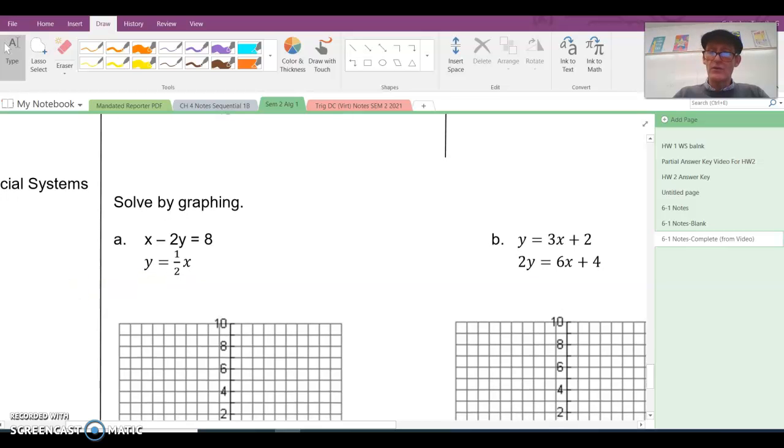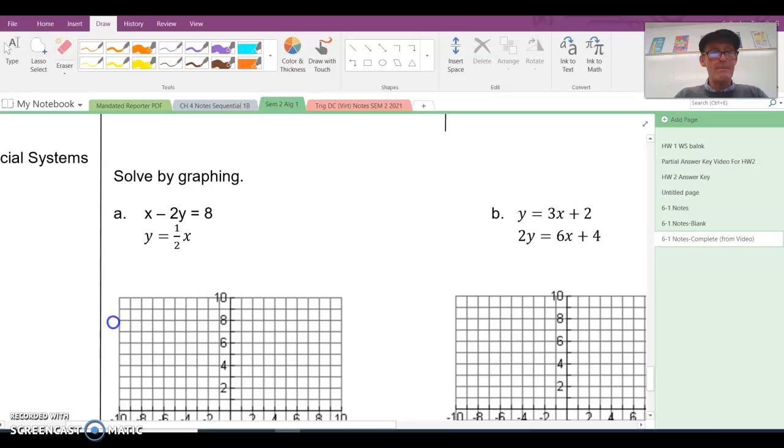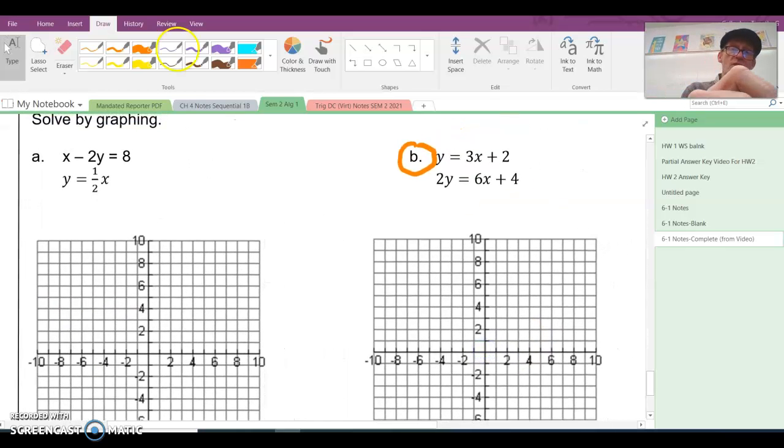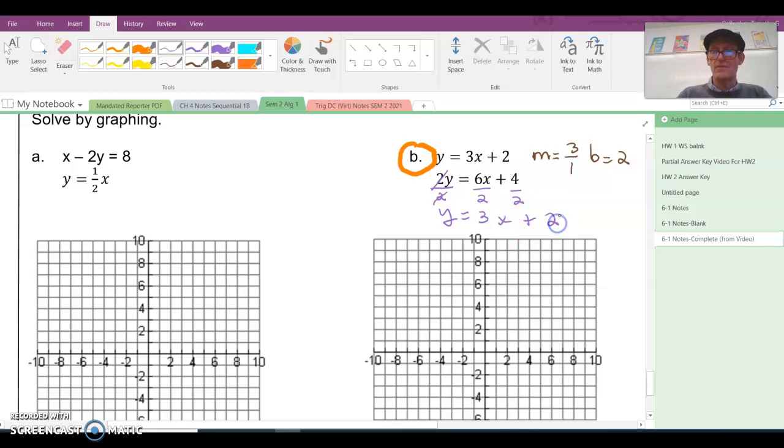Okay, I think we're going to do this one here. We'll do B because we don't have a lot of time. All right, so the first equation, it's already solved for y. Y equals 3x plus 2, so m equals 3 over 1, and b equals 2. Now, the next equation is not solved for y yet, so I got to divide by 2. So I get y equals 3x plus 2.